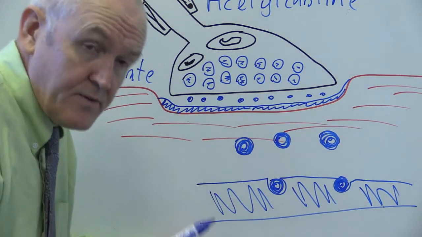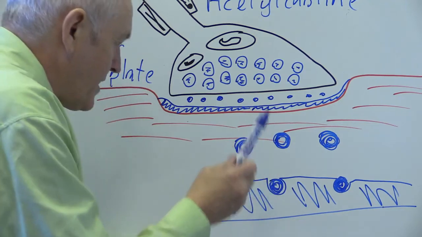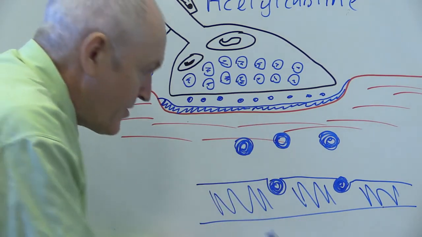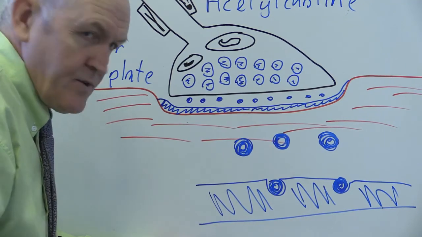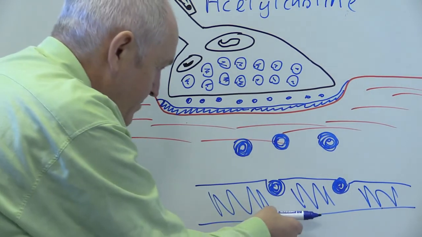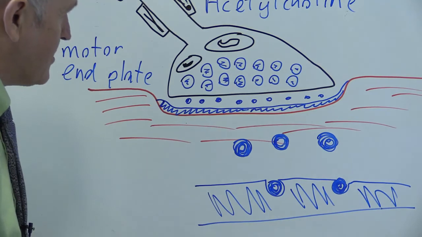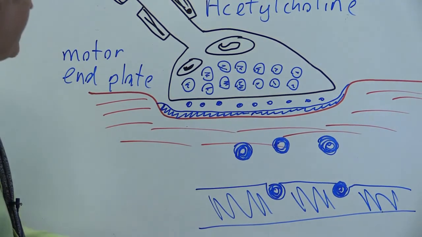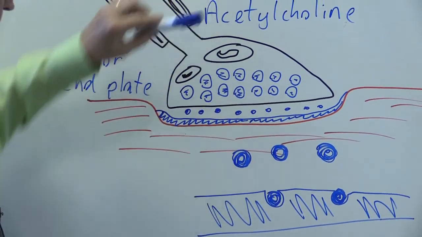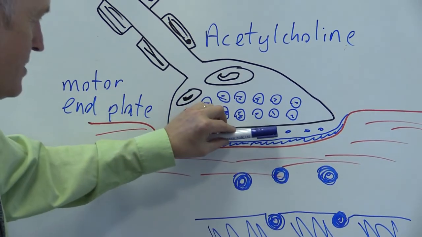the combination. You need both. You need the acetylcholine as the key, you need the receptor site as the lock. You need both of those to stimulate the depolarization that causes the contraction of the muscle. So that is the neuromuscular junction.